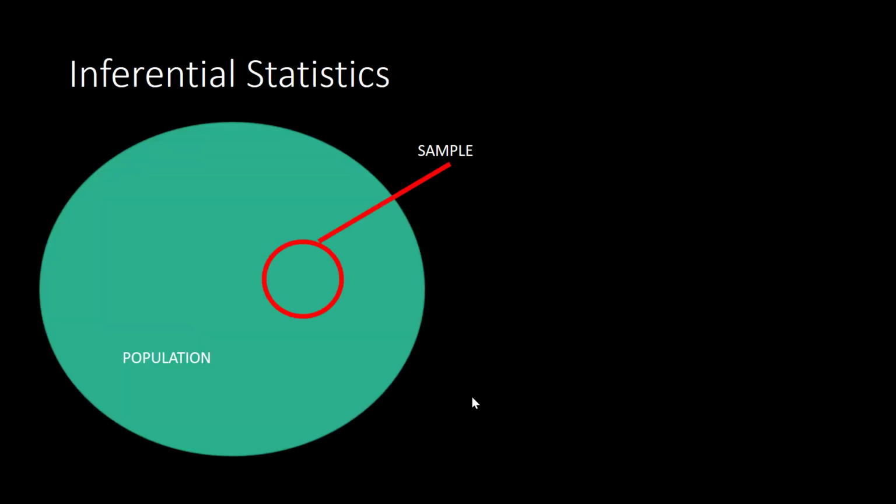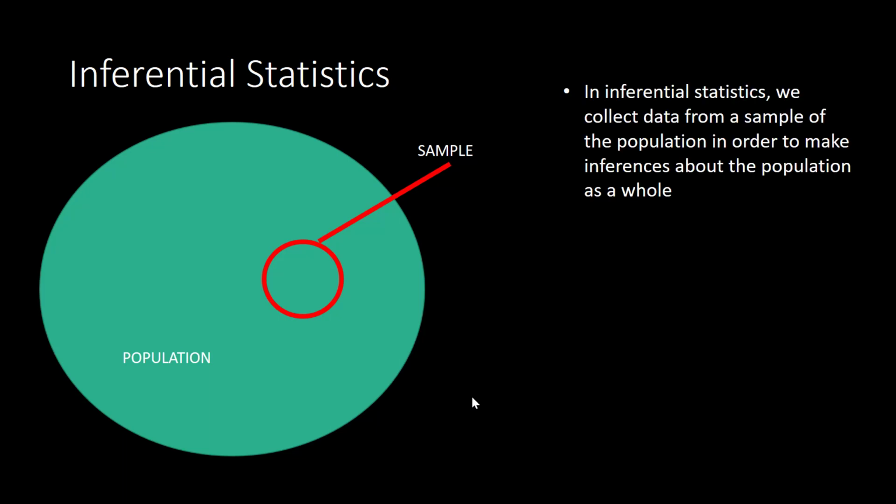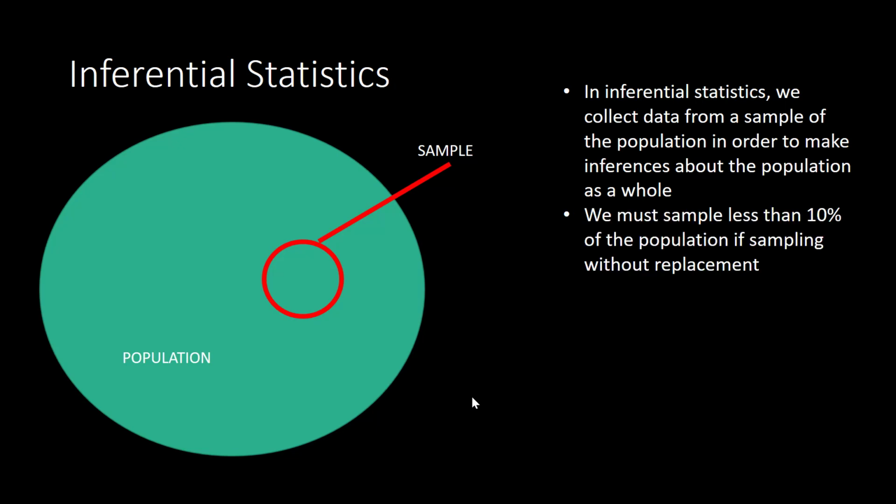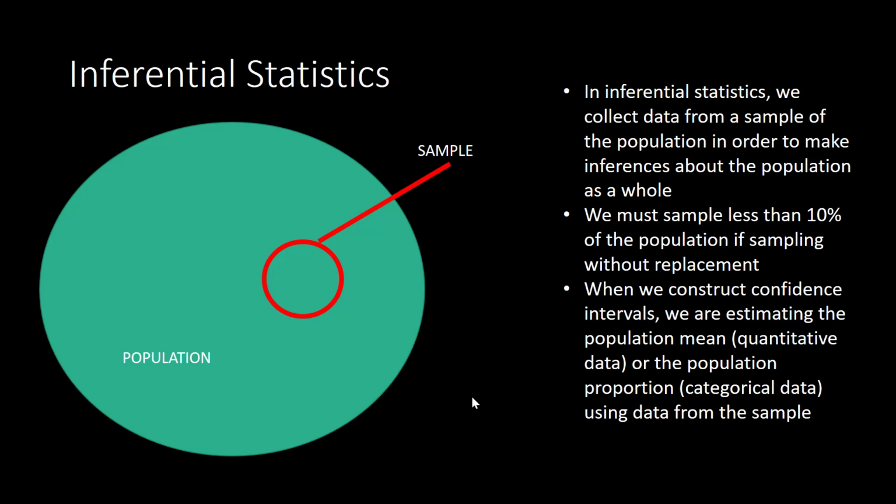Remember, all of this is part of inferential statistics. In inferential statistics, we take a sample of the population in order to make inferences about the population as a whole. It's important that we only sample less than 10% of the population if we are to regard our samples as independent or think of them as being without replacement. When we construct confidence intervals, we are estimating the population mean or the population proportion using data from the sample.